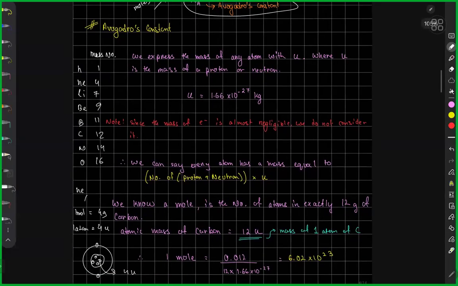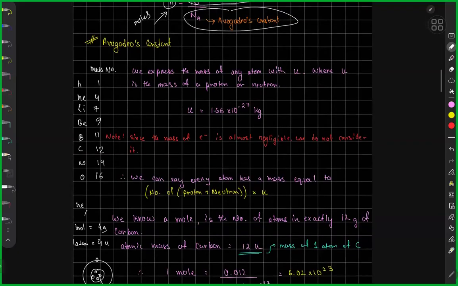Now look, on the right hand side, we express the mass of any atom with respect to U. So basically over here, it's 1U, 4U, 7U, 9U, 11U, 12U, and so on. One atom of helium has a mass worth 4 times U. One atom of lithium has a mass worth 7 times U. Now, this U is the mass of a proton or a neutron. Understand that. And it's well established.